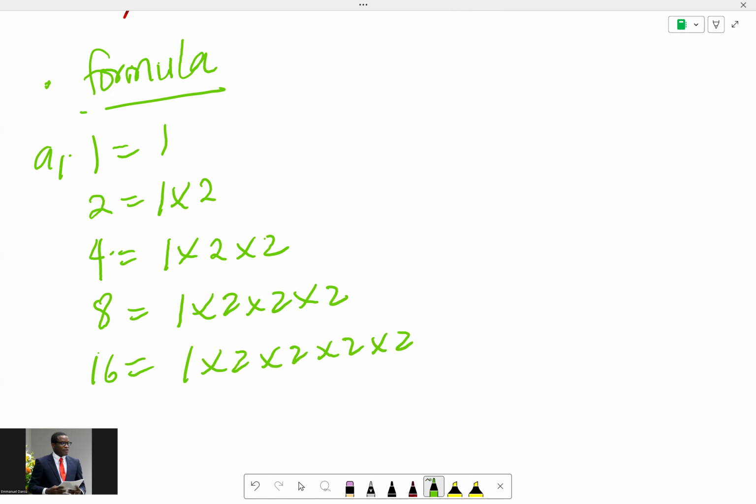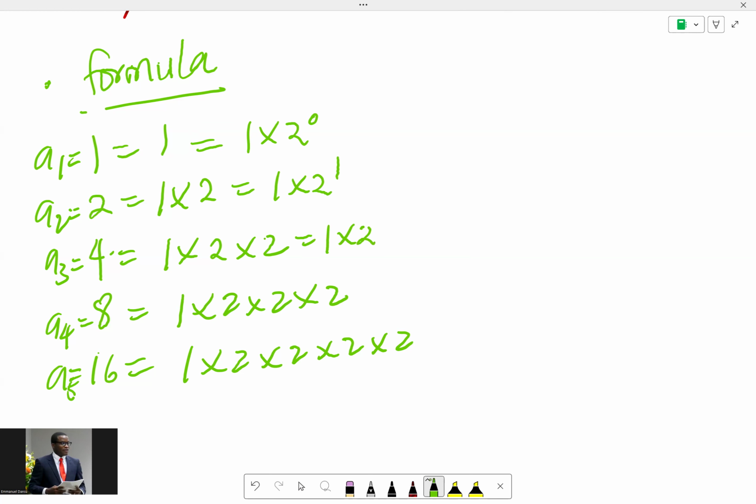So naturally, this is A1, A2, A3, A4, and A5. This means this is 1 times 2 raised to power 0, this is 1 times 2 raised to power 1, this is 1 times 2 raised to power 2, this is 1 times 2 raised to power 3, and this is 1 times 2 raised to power 4. And what is happening here? That simply means we have the first term multiplied by the common ratio, constant multiplication by 2. So we have the exponent 1 minus 1, because 1 minus 1 is 0.